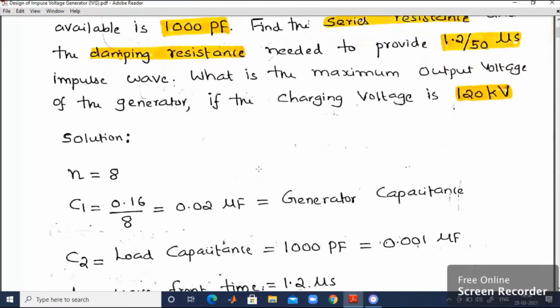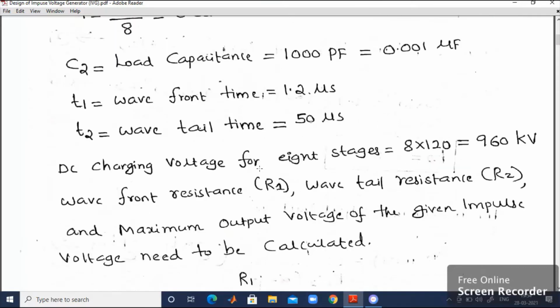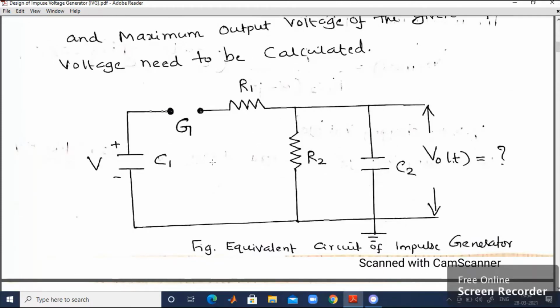Okay. Now let us discuss an equivalent circuit of a particular impulse generator. As you can observe, this is an equivalent circuit of impulse generator. We have the source, called generator, having the capacitance C1, and there is a sphere gap G, R1 and R2. R1 is called series resistor or wavefront resistor. R2 is called damping resistor or wavetail resistor. So by selecting suitable values, you can maintain the suitable wave shape. That is the peculiarity of R1 and R2. C2 is known as output capacitance.